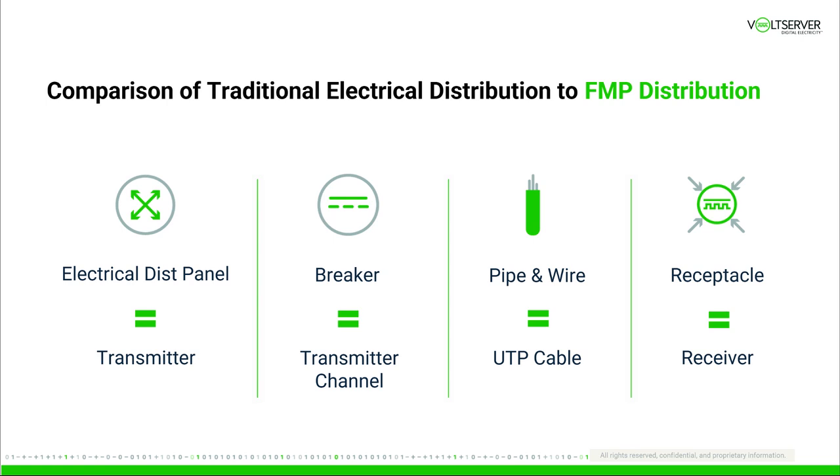Now, I want to show you just a comparison of a traditional electrical distribution to a fault managed power distribution, just kind of how the different components compare in a lineup. So first, your electrical sub panel would equal a power transmitter in an FMP lineup. Your breaker actually is just a channel on our transmitter. Your conduit and your wire, so that pipe and wire, actually becomes UTP cabling or a structured cabling system. And then the receptacle equals our receiver, or today, since we're talking about the data center, it's our receiver server PDU.